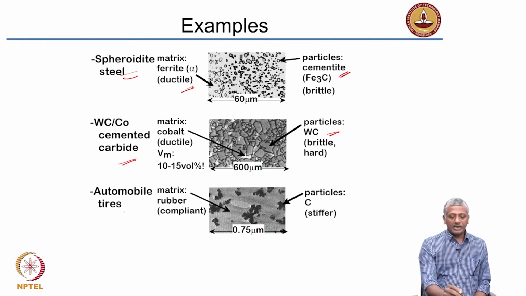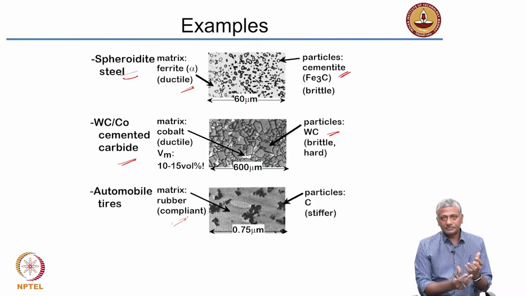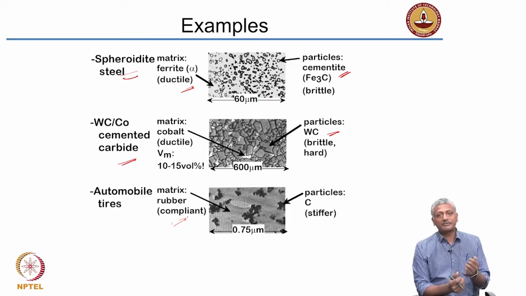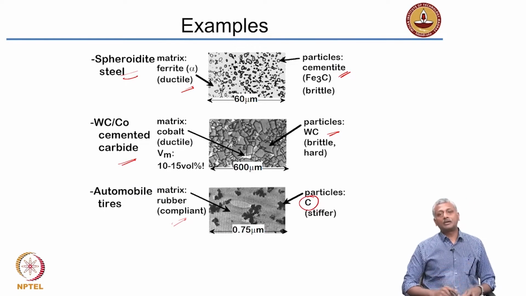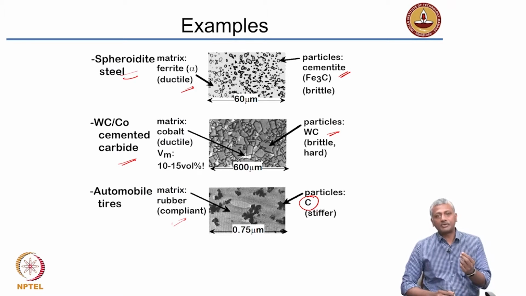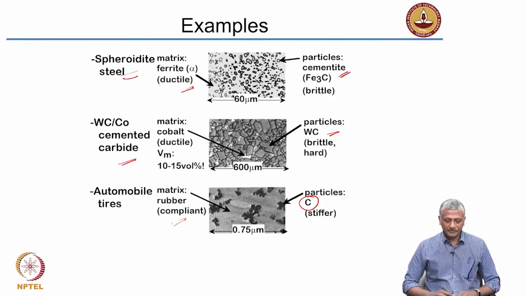Then you have automobile tires. Please remember, automobile tires are made with vulcanized rubber. So you have a matrix which is rubber, which is compliant or pliable. Rubber is still stiff because of the vulcanization, but you also have particles of carbon inside which make the material a lot stiffer. So carbon black, for instance, very fine particles of carbon, are actually used as fillers in rubber to increase the stiffness of the material. So several examples exist from engineering applications. In civil engineering, of course, the most common example is concrete.